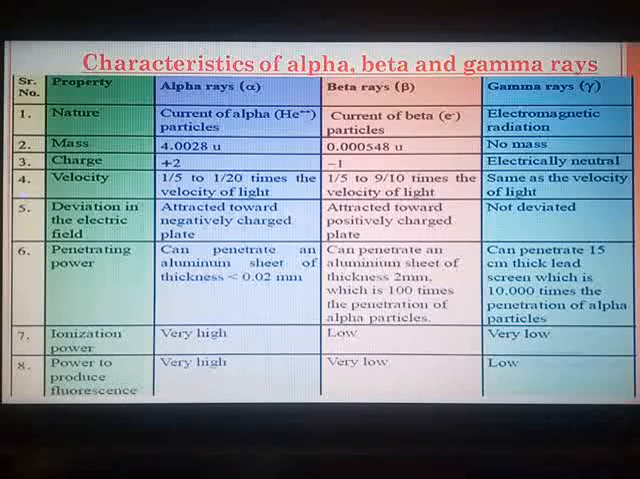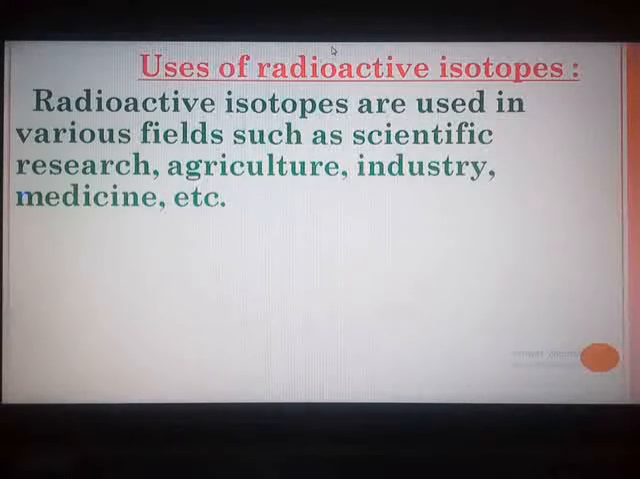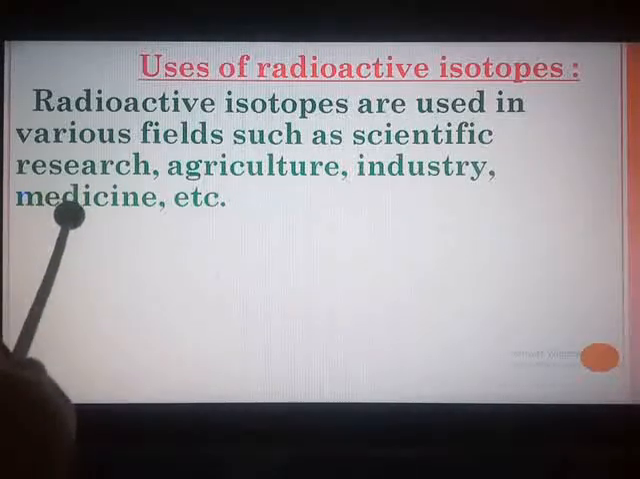Now, the next topic is the uses of radioactive isotopes. When you try to find out the uses of radioactive isotopes, it is a misconception that radioactive elements are used only for making an atom bomb, meaning they have only destructive uses. But practically it is not so. Radioactive isotopes are used widely in various fields. They have different advantages in various fields such as scientific research, agriculture, industry, medicine, etc.